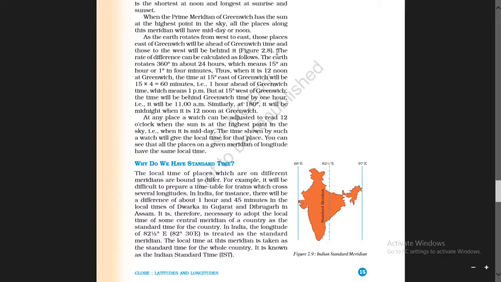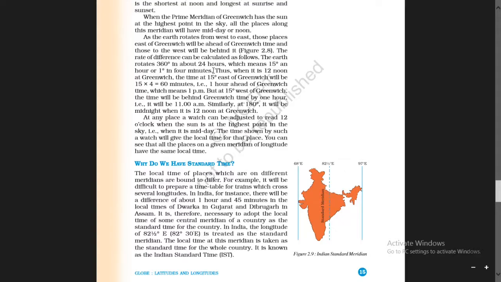Figure 2.8, you can see there. The rate of difference can be calculated as follows. The earth rotates 360 degrees in about 24 hours, which means 15 degree an hour or 1 degree in 4 minutes.